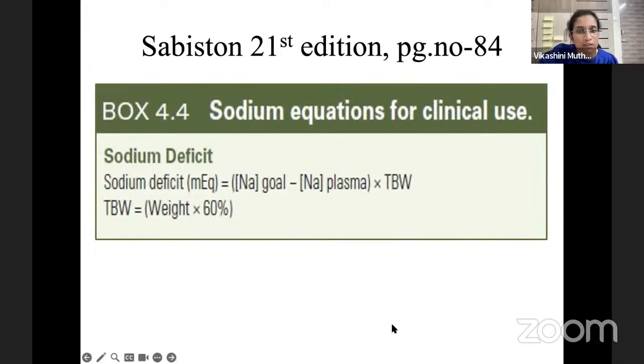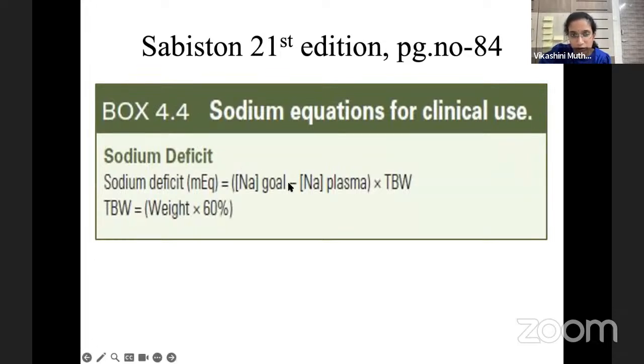Now this is the formula where we calculate the sodium deficit. It is the sodium goal, whatever level you target to treat. You set the target sodium level, minus the plasma sodium level of the patient, into total body water. And total body water is weight into 60%, that is, 60% of the body's weight. So we have the patient's plasma level as 123 and the patient's weight as 50 kg. You also know that the normal sodium level is 135 to 145. So just apply it and see what value you get.